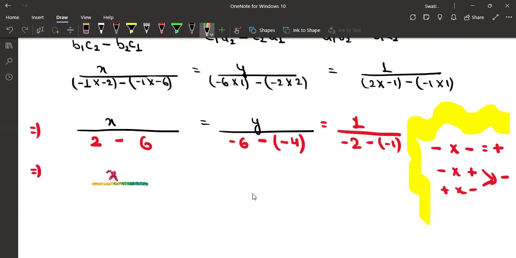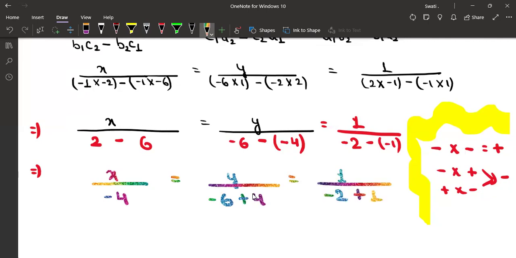Manya, be very careful in the board exam, okay? Because I'll not be there. Oh, 2 minus 6 is 4. No, Manya, change your answer. You have to do it on your own. Here, don't make any mistakes, Manya, otherwise you'll get your answer wrong. So x upon minus 4 equals y upon minus 6 plus 4, very good, equals minus 1 upon minus 2 plus 1. Very good. Next.